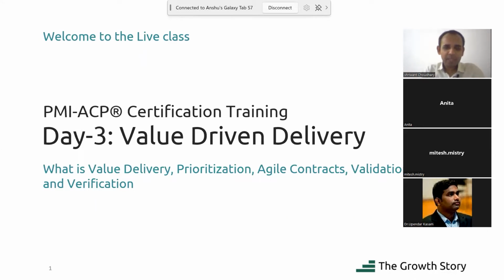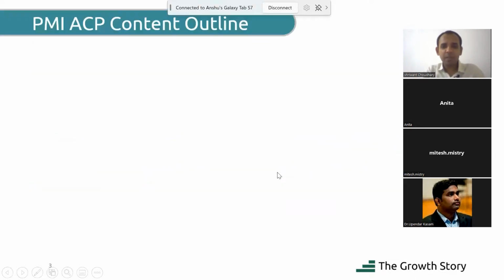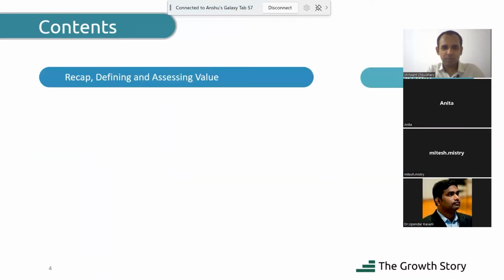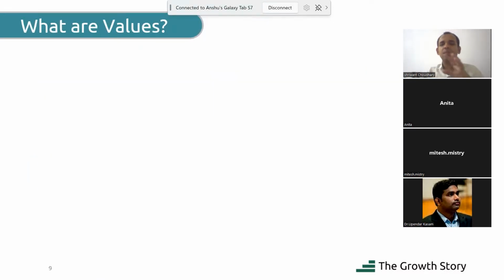Okay. So let us start with the definition of value. What is value? What is value? Let me know. What do you understand or feel about value? Again, whatever you are thinking, do not relate with Agile. Value is a common term. Agile has no copyright on this term value.